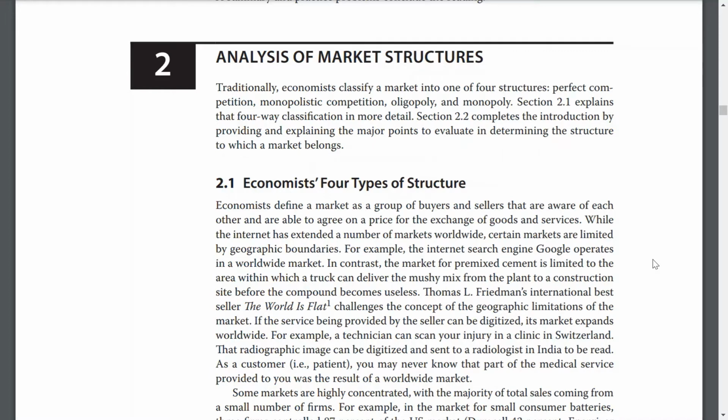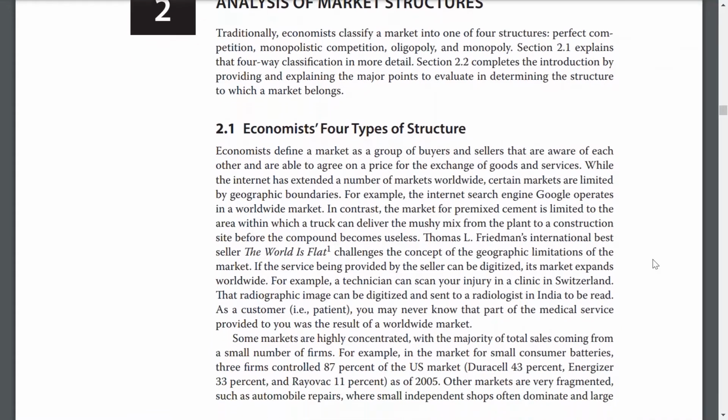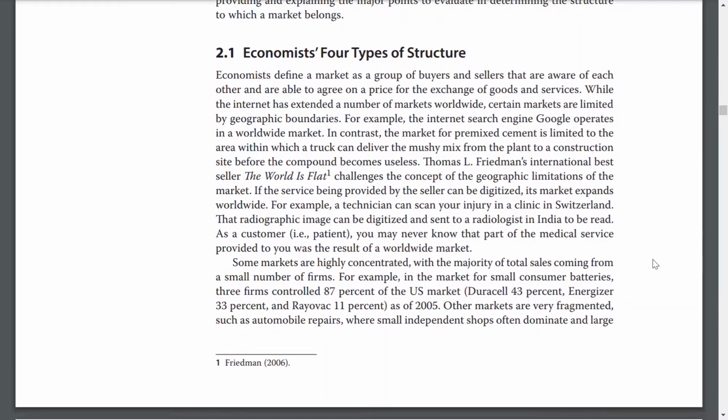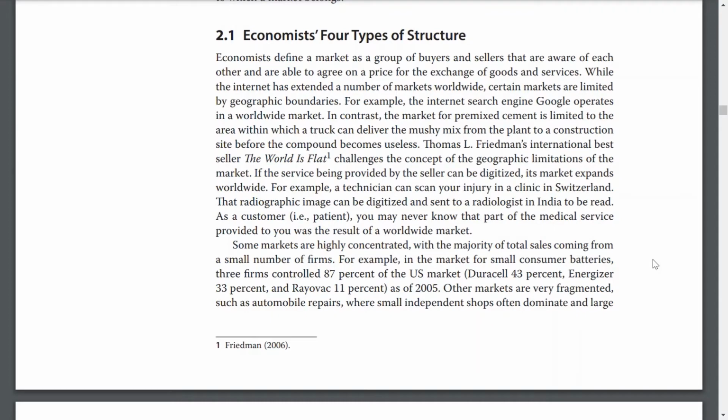For example, internet search engines such as Google operate in a worldwide market. In contrast, the market for premix cement is limited to an area within which a truck can deliver the mix from a plant to a construction site before the compound becomes useless. Thomas L. Friedman, international bestselling author of The World Is Flat, challenges the concept of the geographic limitations of the market. If the service being provided by the seller can be digitalized, its market expands worldwide.